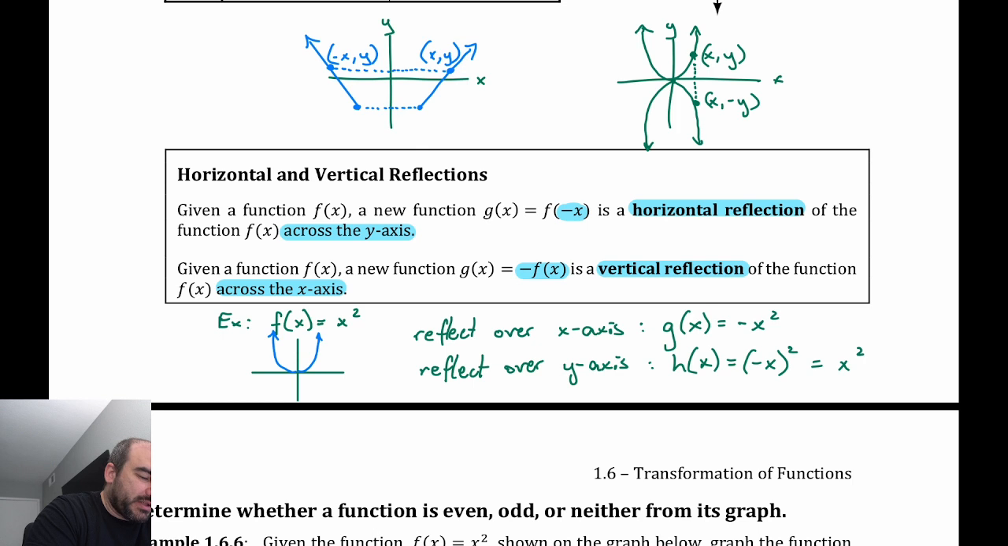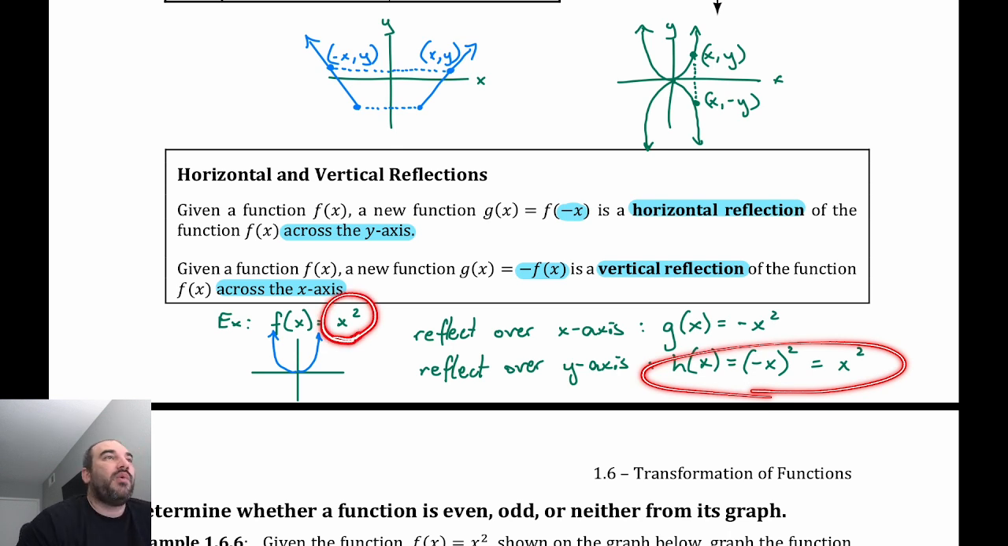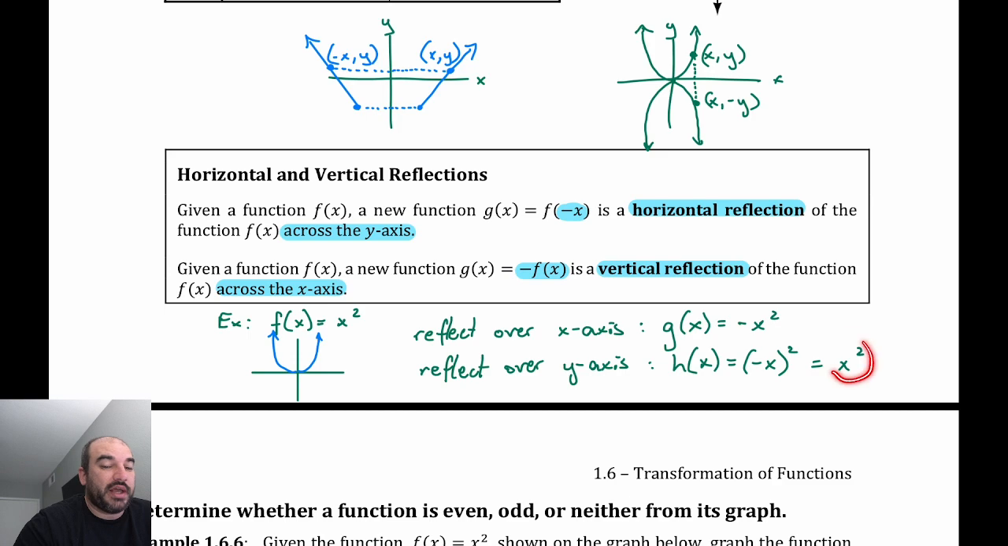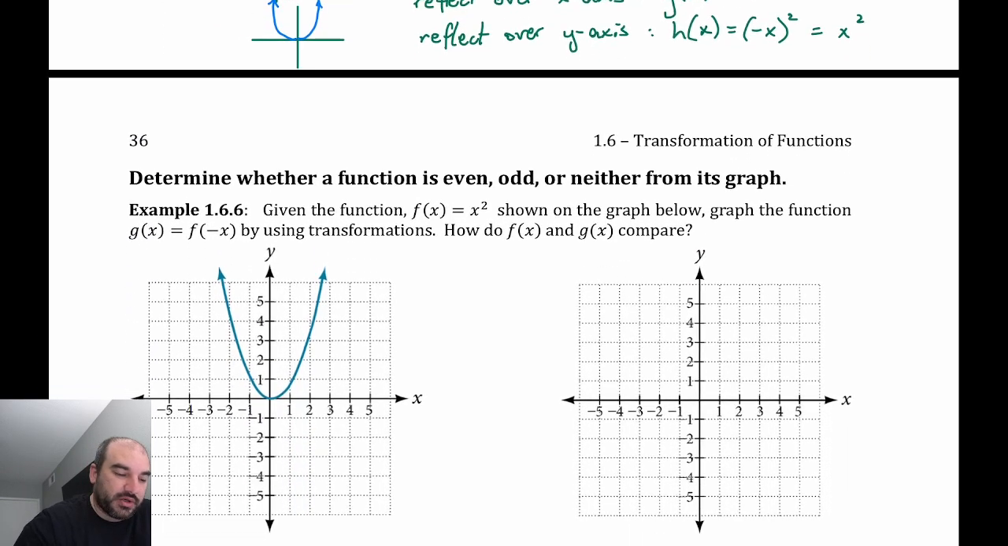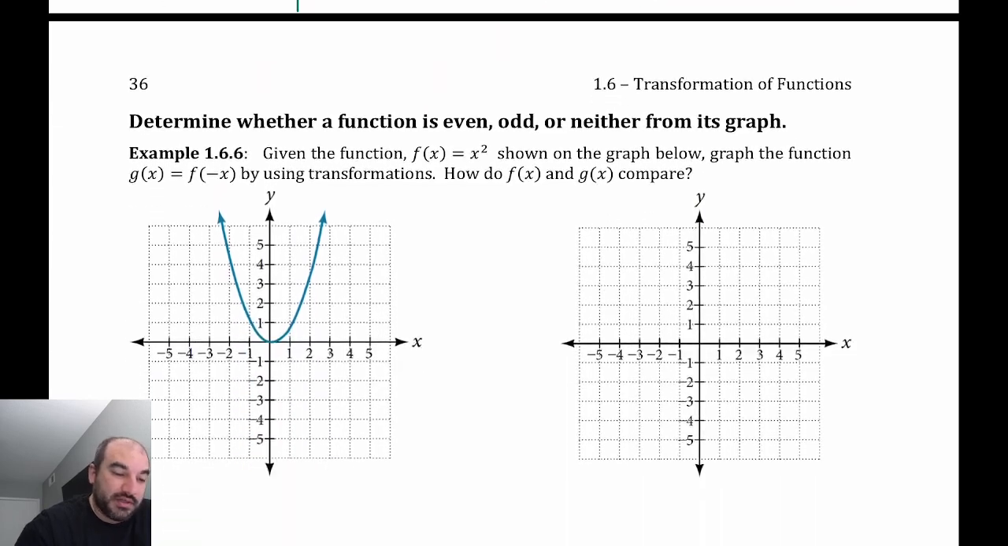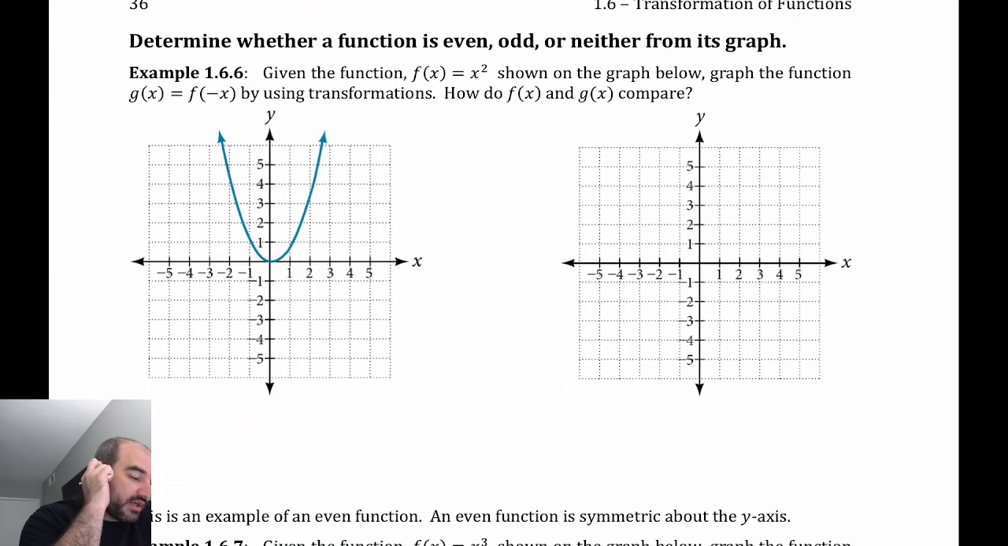So that actually leads us nicely into the next thing we're going to talk about, because functions like this, where you try to reflect over the y-axis and they don't change, are going to be even functions. So we're going to talk about even and odd functions next, which are functions that have certain kinds of symmetries.